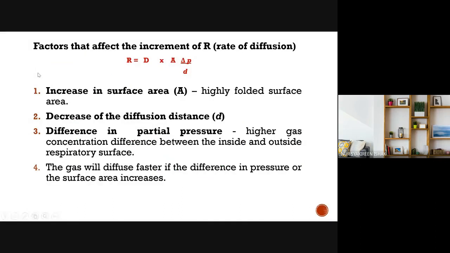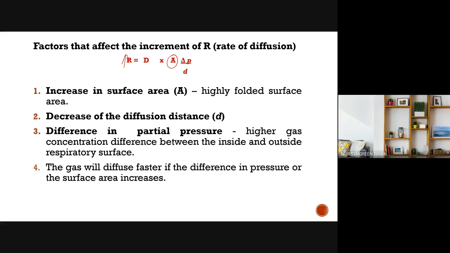Okay, so saya dah explain dah. So factors that affect the increment of R. Nak make sure R is always increased. Okay. So increase in surface area. Saya dah mention dah tadi. So highly folded surface area. So the alveolus is folded. Inside the gills, you have the gills lamella, kan? So you have the many gills lamella that is also filled with blood vessels. They are folded also. So this is to make sure the surface area is increased, to make sure that rate of diffusion is also increased. Second, decrease in the diffusion distance. Kan? D must be decreased, short distance.